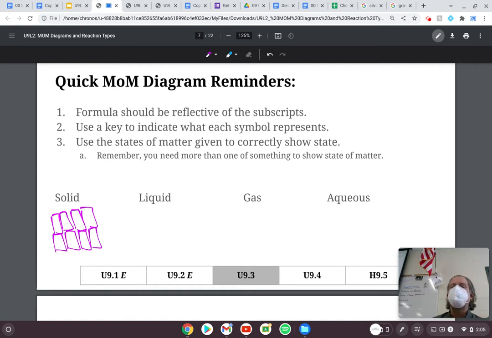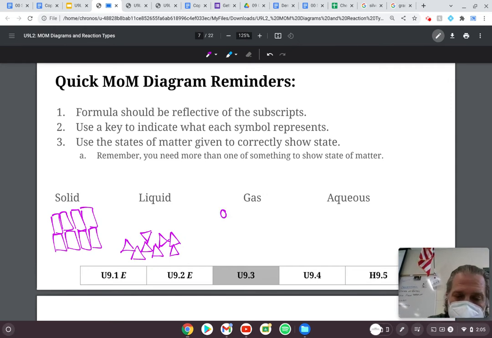Liquids are going to be touching but not organized. One, 2, 3, 4, 5, 6. 1, 2, 3, 4, 5, 6, 7. We'll do one more. Note they are also, I guess, disorganized, but they're also touching. And then your gases are going to be not touching and not organized. Something like that.